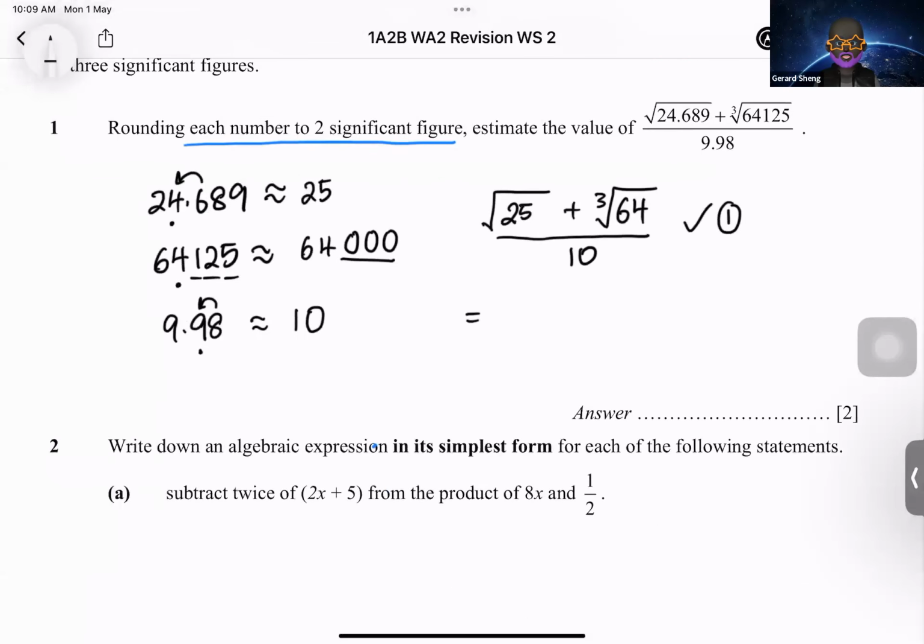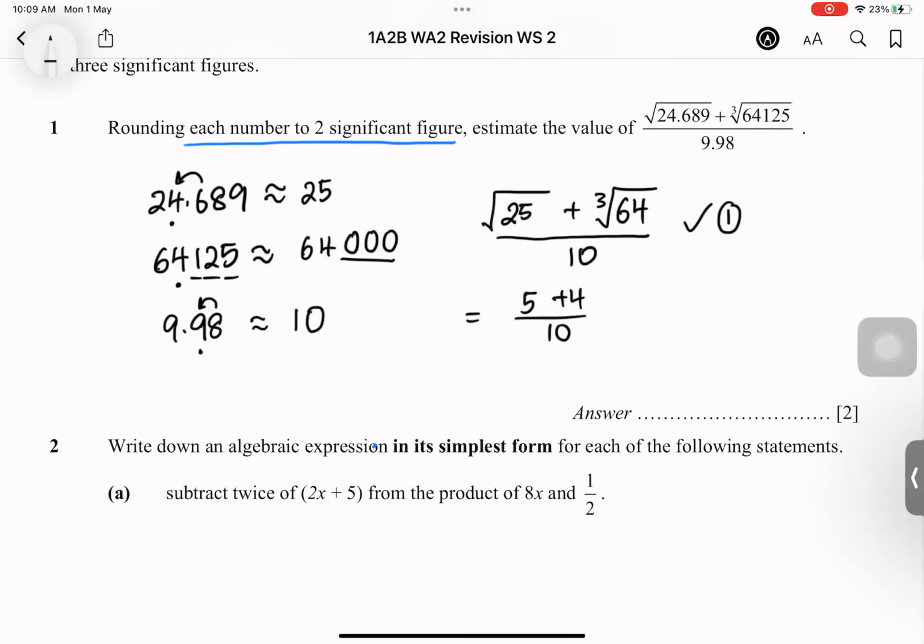Now I use iPad, is it? Yes. Okay, it's on iPad on your Google Classroom. So this one is square root 25. Use your calculator. So square root 25 equals 5. Cube root, you all know how to press cube root, right? Cube root of 64 is 4 over 10, which gives you 9 over 10. You can write it like that, or you can put 0.9. So this will be the answer.